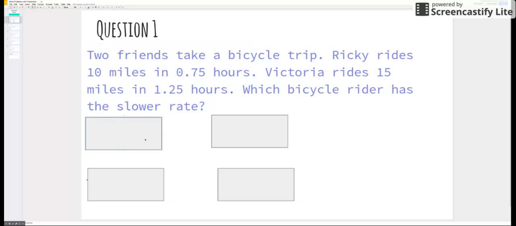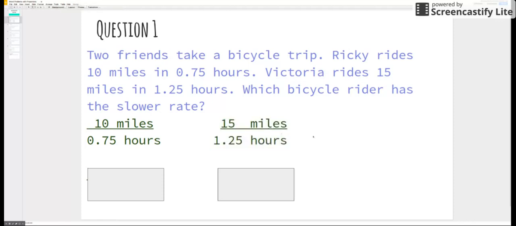So, the first thing I'm going to do is choose whether to put miles or hours on top or bottom. I'm going to do miles per hour. It really doesn't matter. So I'm going to do 10 miles over 0.75 hours. And then here it says Victoria rides 15 miles in 1.25 hours. So I'm going to do 15 miles over 1.25. Then it says which bicycle rider has a slower rate.